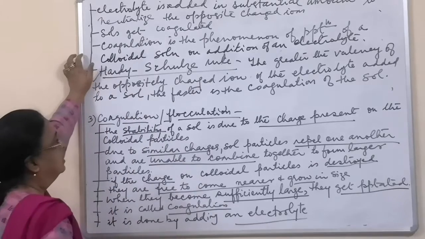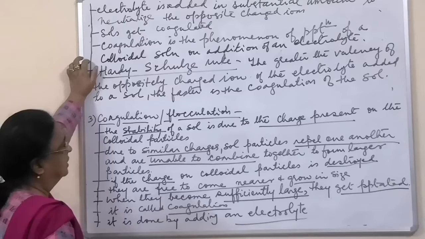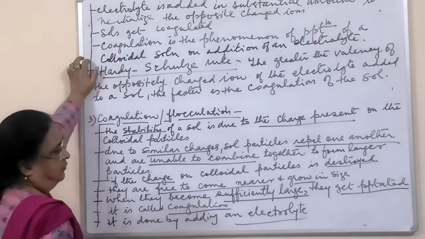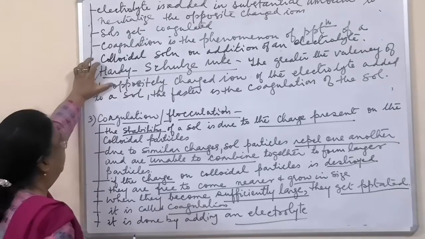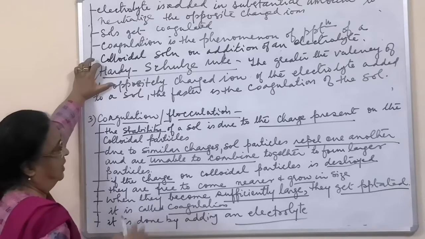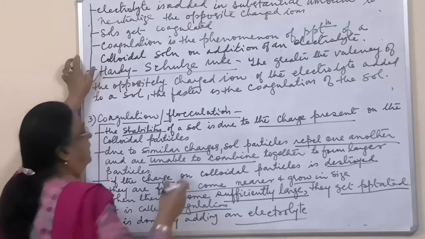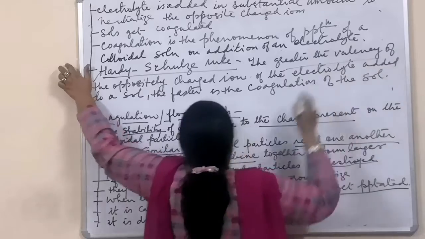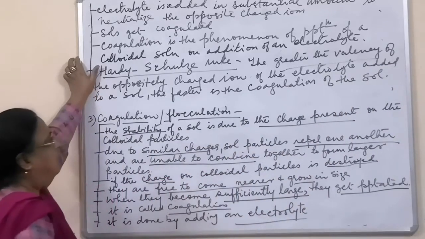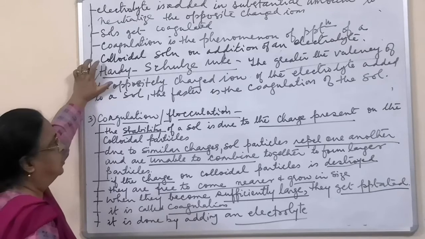Hardy and Schulze found that if you are adding an electrolyte from outside which is having opposite charge, if the colloidal particle is having positive charge and the electrolyte you are adding is having negative charge, then it is neutralizing. The greater the valency, if the valency of the positive charge suppose is +1 and the negative charge is -2, that is what it means.